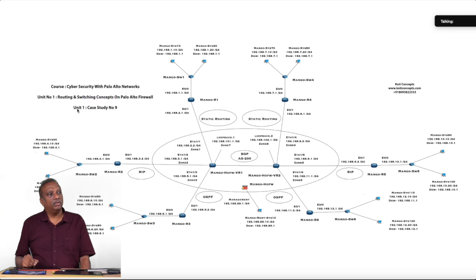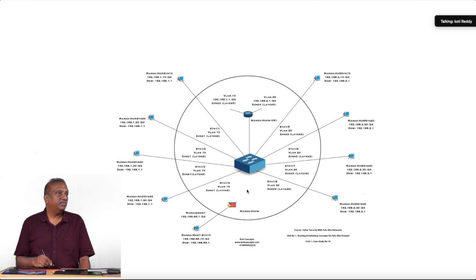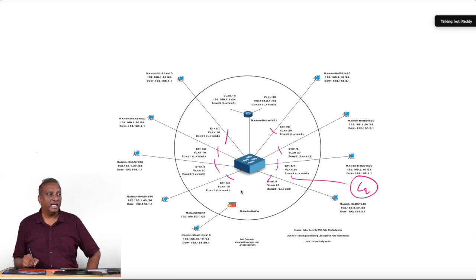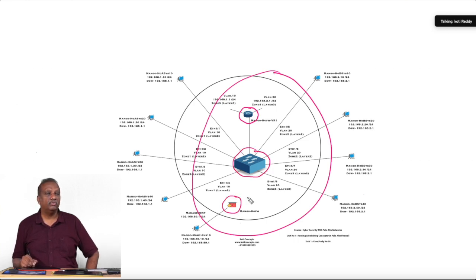Then we try to learn about the switching concepts on the Palo Alto firewall. If I define these interfaces as layer 2 interfaces, what happens is, they can attach to what? VLANs. How to configure VLANs on the Palo Alto firewall. See, all these three components are on the same firewall box only: the virtual router on the firewall, the switch on the firewall, and the security module on the firewall. All three on the same box only, right?